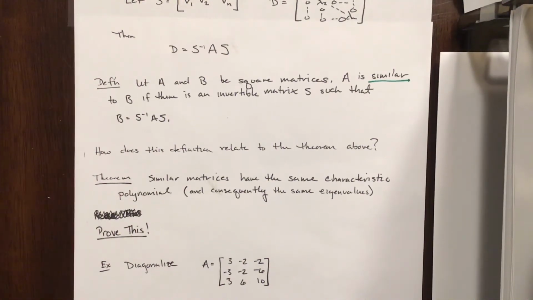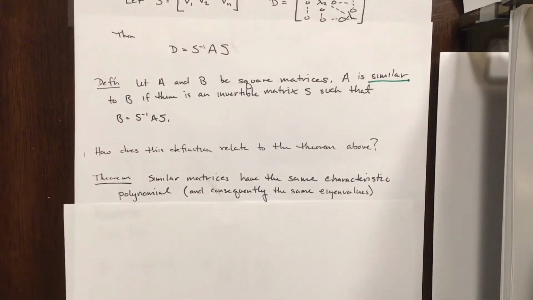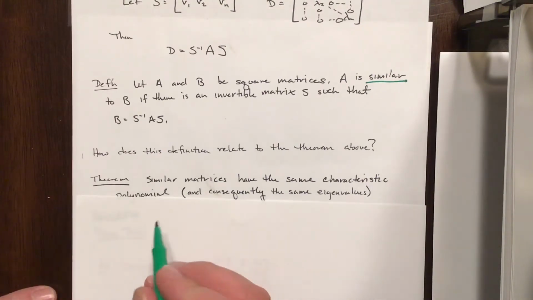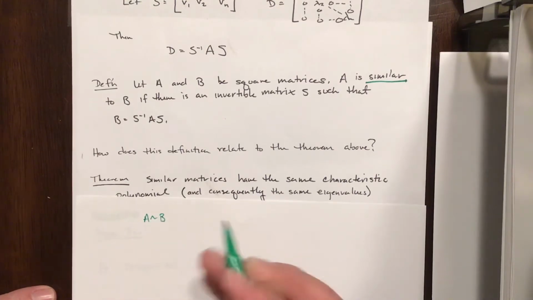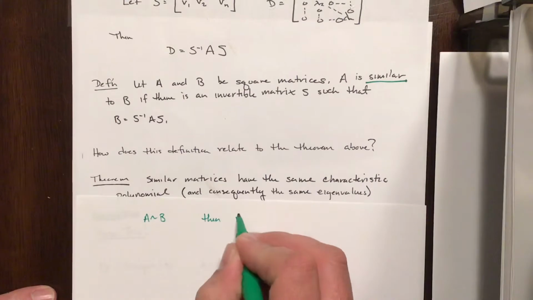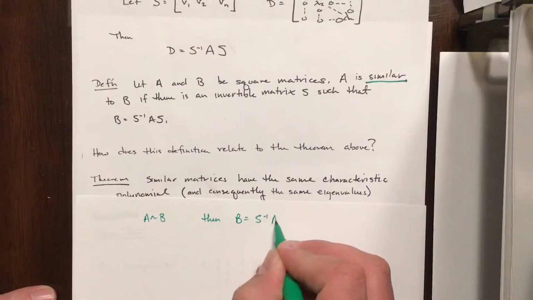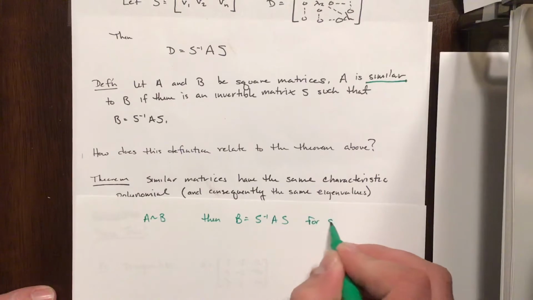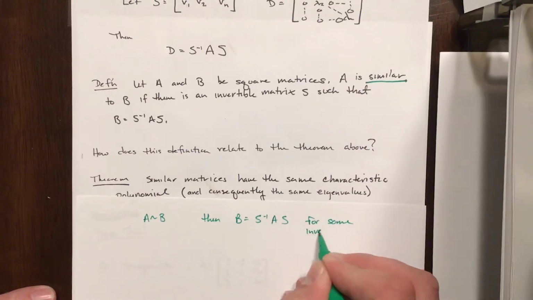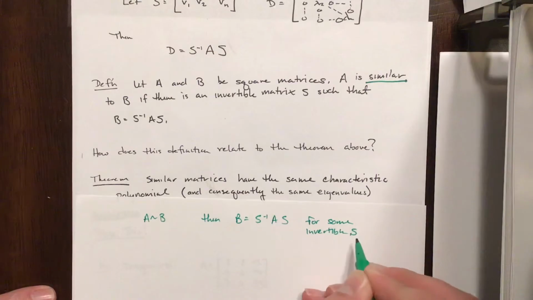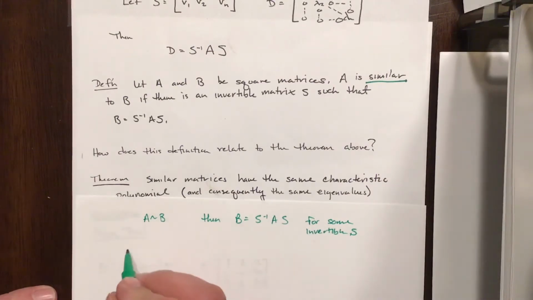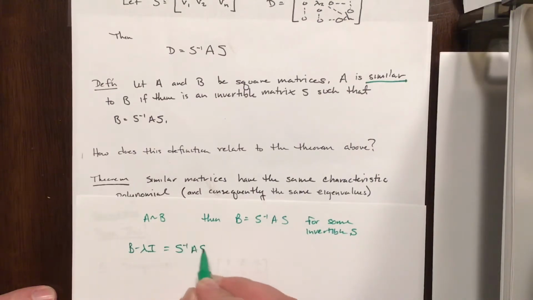We left off at this theorem that said similar matrices have the same characteristic polynomial, which consequently means the same set of eigenvalues. So if A is similar to B, then B is equal to S inverse AS for some invertible S. Now, if that's the case, then B minus lambda I is equal to S inverse AS minus lambda I.